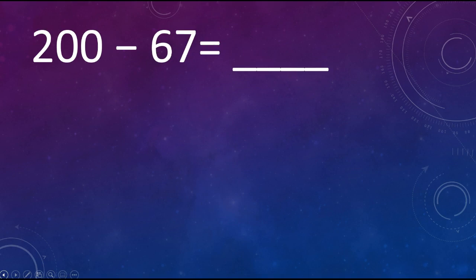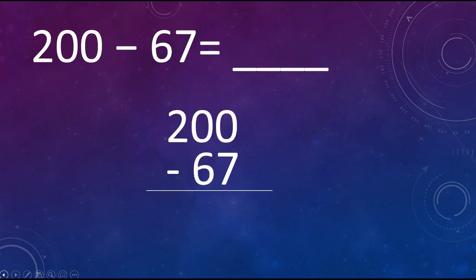Let's try this one. We have 200 minus 67. Make sure yours is lined up just like mine. Go ahead and do borrowing on your own. Remember, if you can't take from the tens place, you're going to look at the hundreds place.